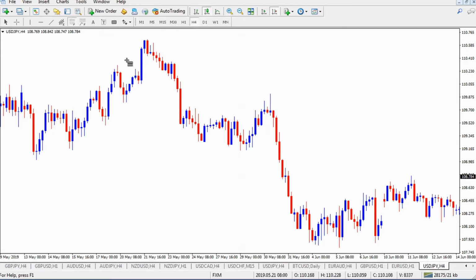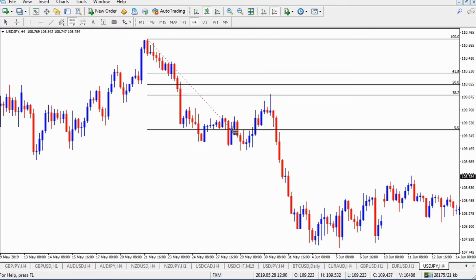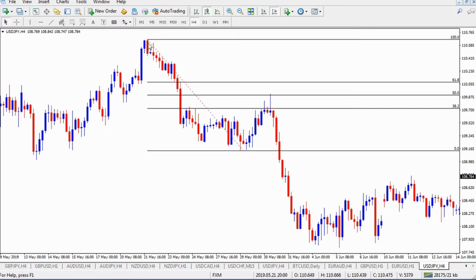Now, when I draw my Fibonacci tool, I'll start at the top, go to the bottom. So I've got the highest high and the lowest low of this market move. What I'm looking for is a pullback into these three levels, 61.8, 50, 38.2. It does not matter to me whether it gets exactly to 38.2, exactly to 50, exactly to 61.8. That is not consequential. I don't care what number it gets to. I'm not looking for it to get to exactly the 50 level or exactly the 61.8.